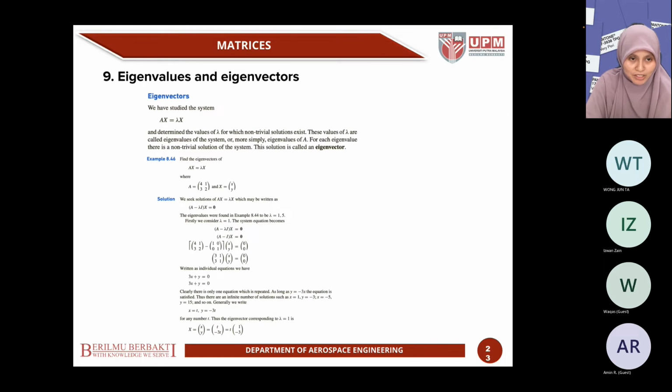Okay, last one: eigenvectors. Eigenvectors are basically a continuation from eigenvalues. We have studied the system AX equals lambda x, the same matrix just now. So we need to find the eigenvectors. So A and X, and so on.